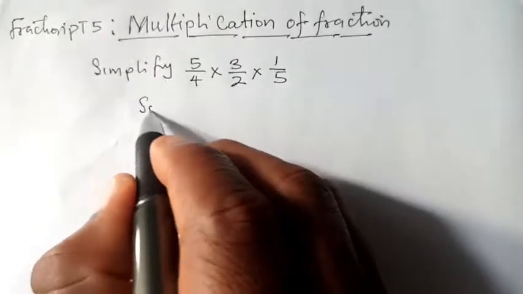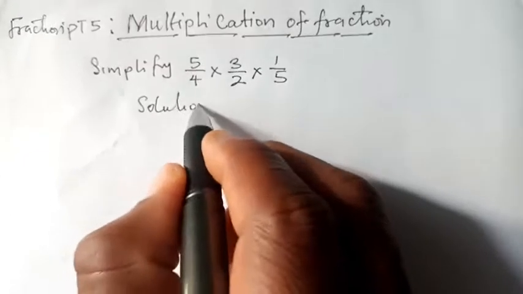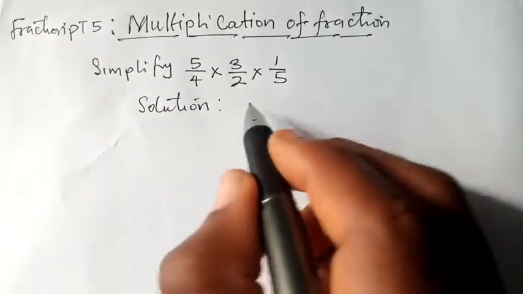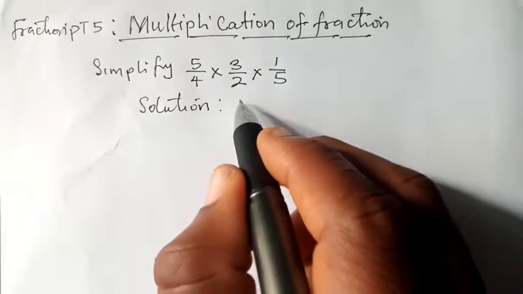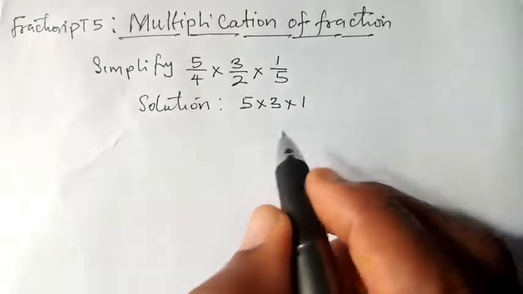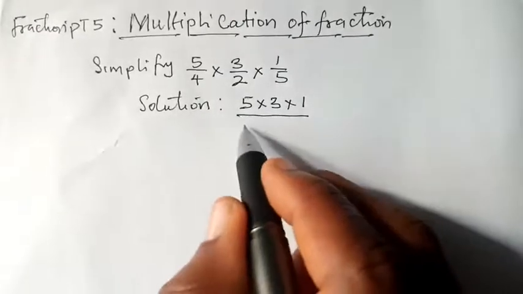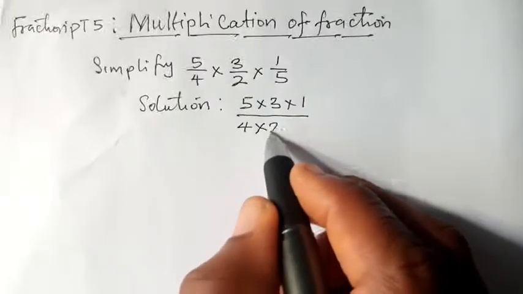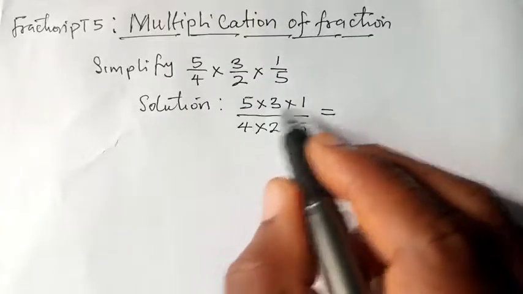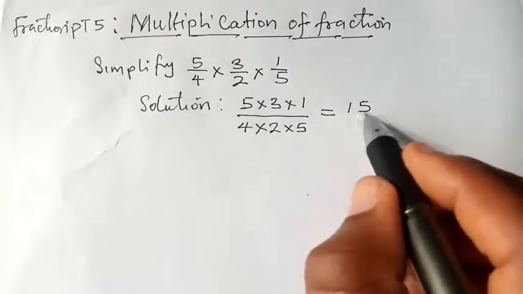At this point, I want you to know that all the numerators will multiply themselves. Numerator, I mean 5, 3, and 1. And all the denominators will also multiply themselves, which is 4, 2, and 5. This is one of the ways you can do it. There are other ways, but let's go with this one.